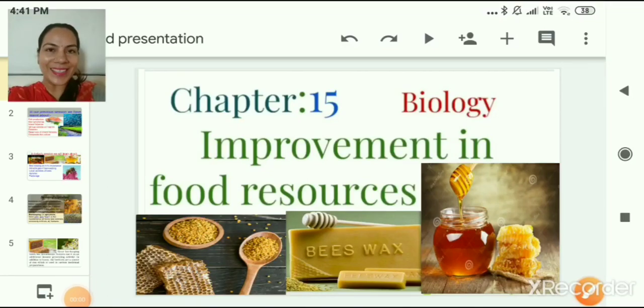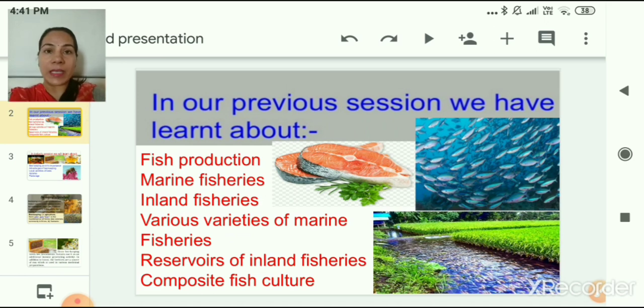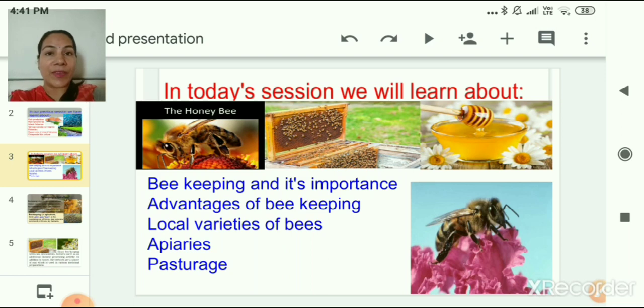Welcome children. Today once again we will discuss chapter number 15, that is improvement in food resources. In our previous session we studied about fish production, marine fisheries, inland fisheries, various varieties of marine fisheries, reservoirs of inland fisheries and composite fish culture, and we also discussed some extra topics. Today in this session we will be discussing the last topic of this chapter, that is beekeeping or apiculture.